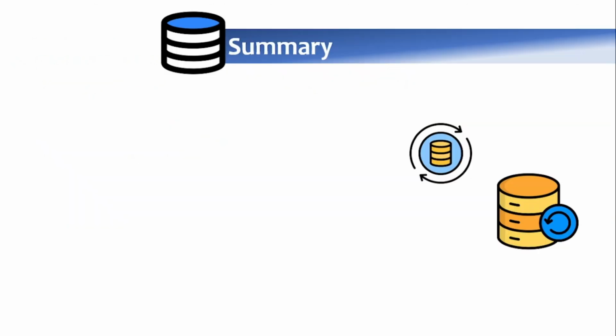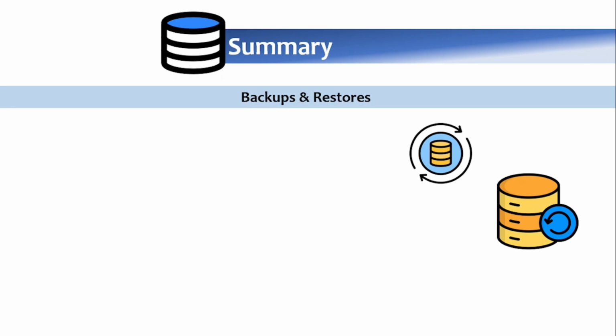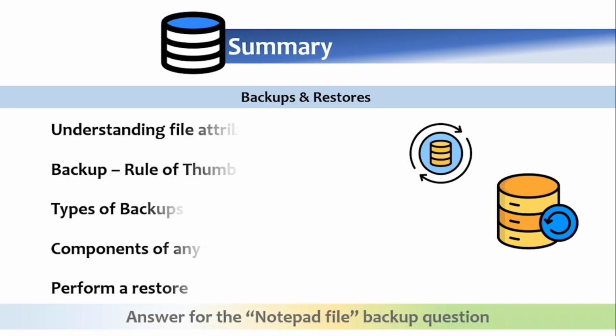So let's summarize what we have seen today. The topic of our session was backups and restores. We understood file attributes, the rule of thumb for backups, types of backups, components of any backup job, and we performed a restore. We understood how backup works, and now we know the answer to the notepad file backup question, which was there in our last video.